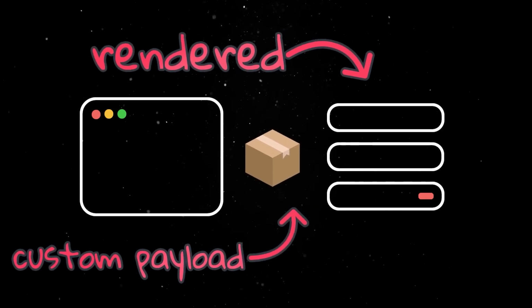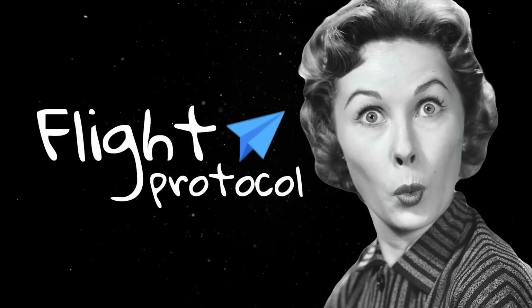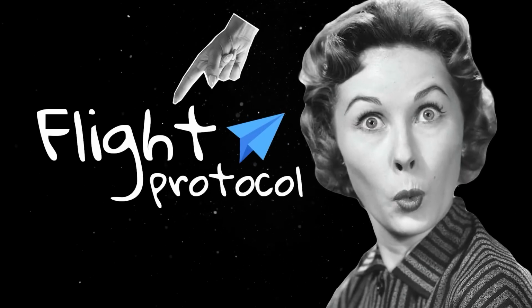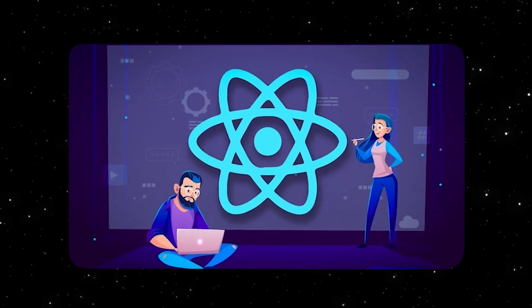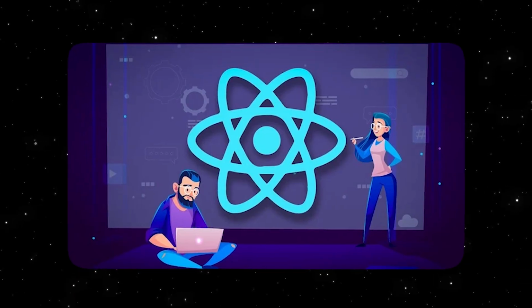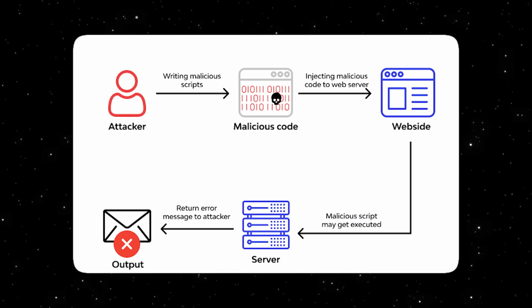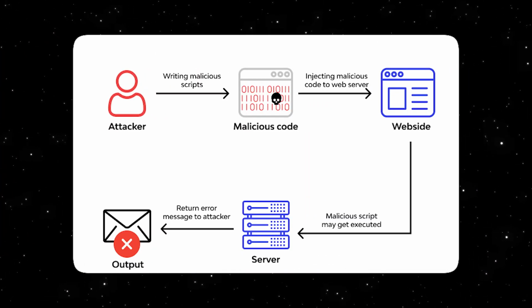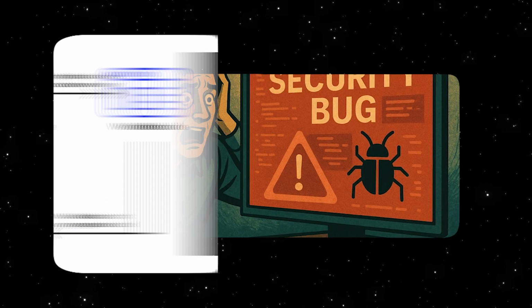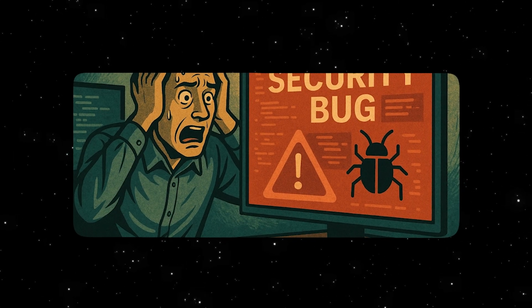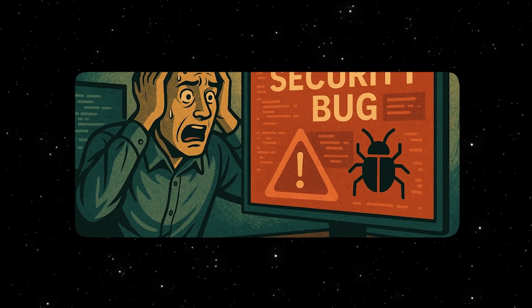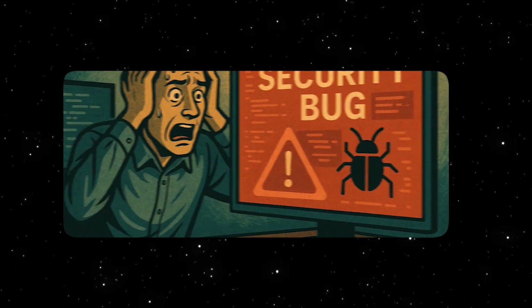The flight protocol has a bug that lets attackers send malicious data disguised as a normal payload. When the server decodes it, React doesn't properly check what it is running, and attackers can slip in any command they want. That's how a normal data package turns into remote code execution, or RCE, one of the scariest kinds of bugs. In short, because of a bug in how React handles serialized data, a hacker could make your server run their code. Now, let us take a look at how this attack actually works.